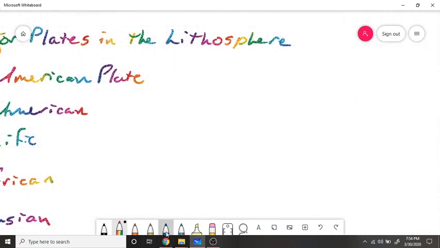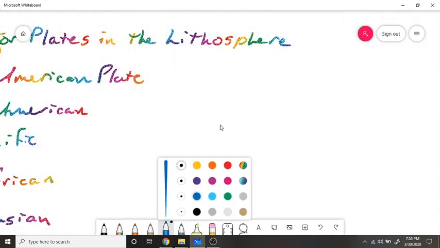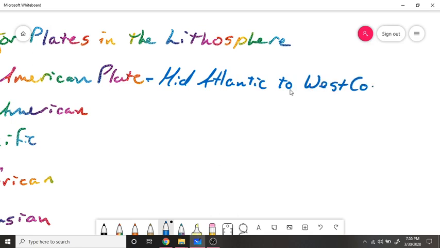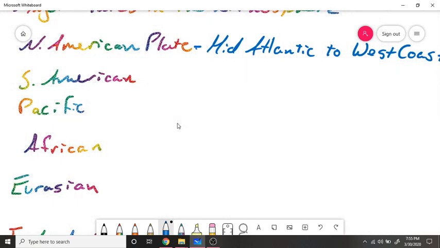The North American plate ranges from the Mid-Atlantic Ridge to the West Coast. The South American plate also goes from the Mid-Atlantic Ridge to its west coast.